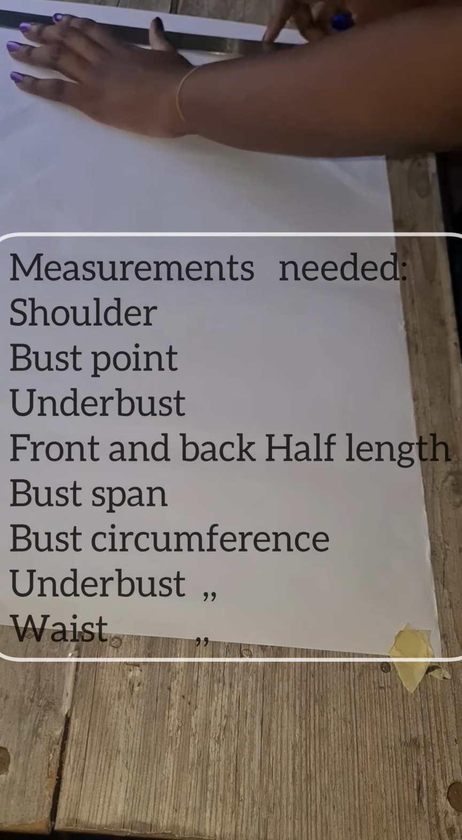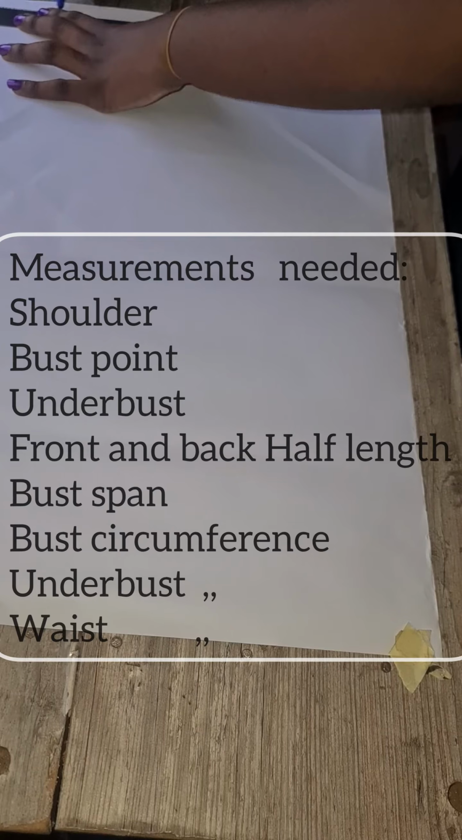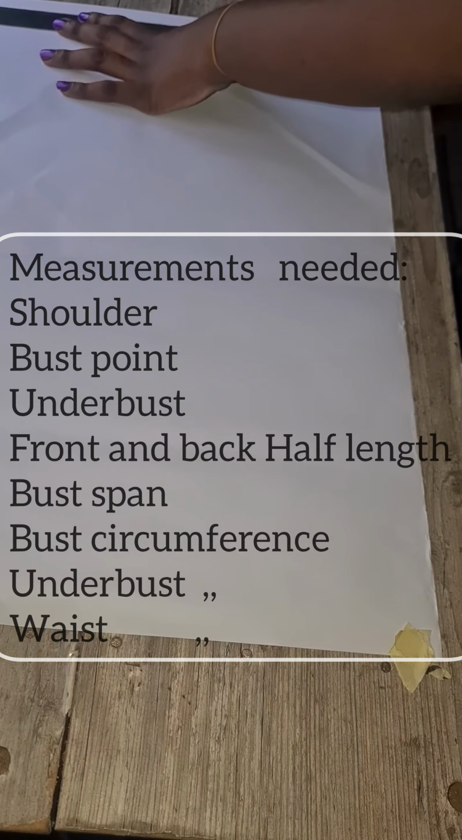For the front pattern, we'll start by marking out our baseline where all other measurements would begin. Then I'll move on to slanting our shoulder. I'll do this by marking out half of our shoulder measurement, coming down from your shoulder by 1 inch and slanting it down to 3 inches.